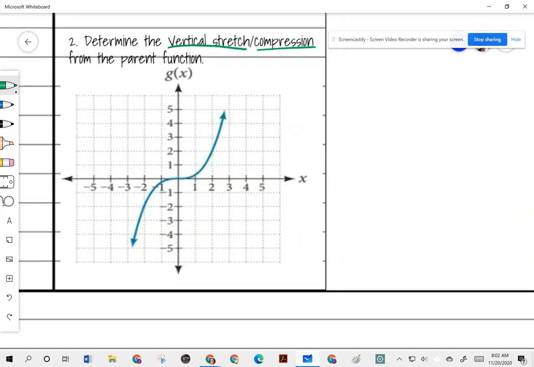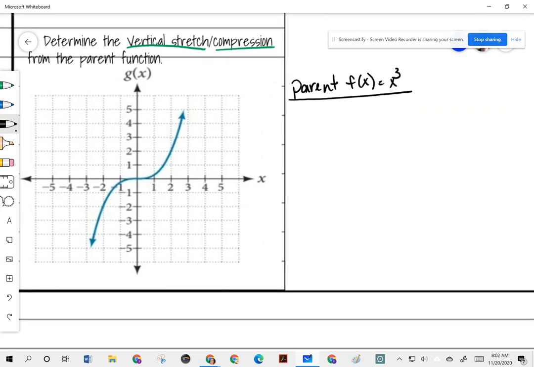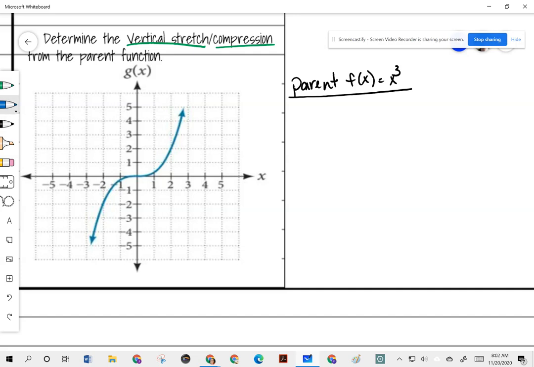So the first thing that you want to do here is to identify your parent function. So your parent function is x cubed. So I'm hoping that you guys can see that that's the x cubed. And then the next thing you want to do, and I'm just going to move this over, is to look at g of x. And basically, we've taken that parent function and we're multiplying it by some a value. And then a times f of x, right? So f of x is that parent. So we've got to find the a value.